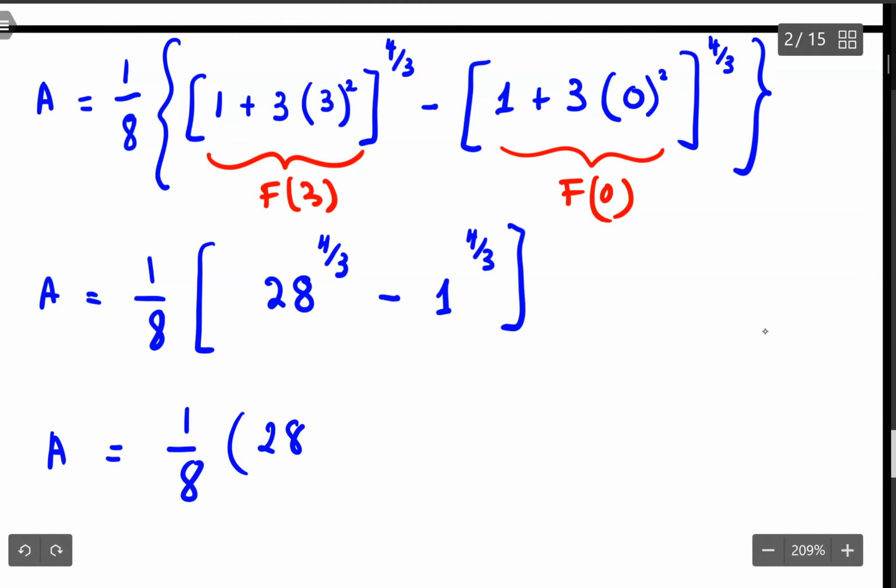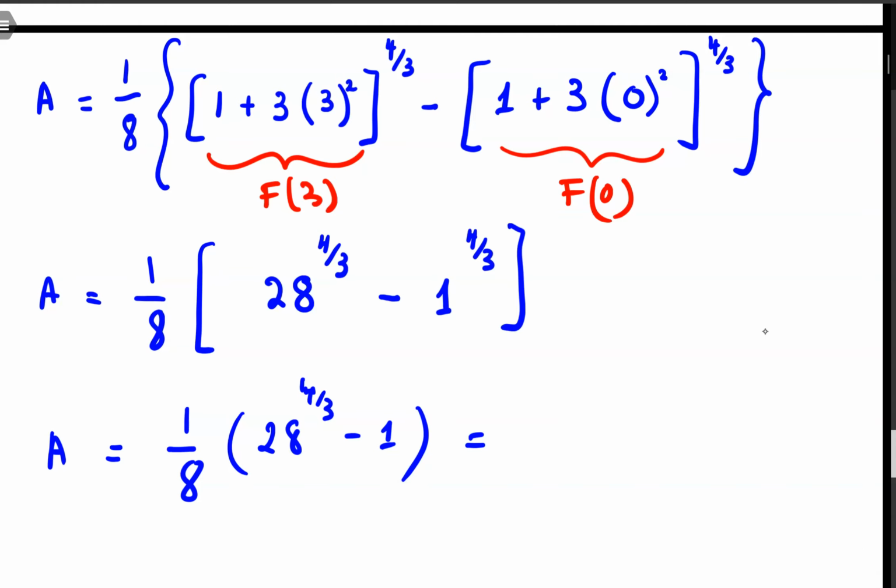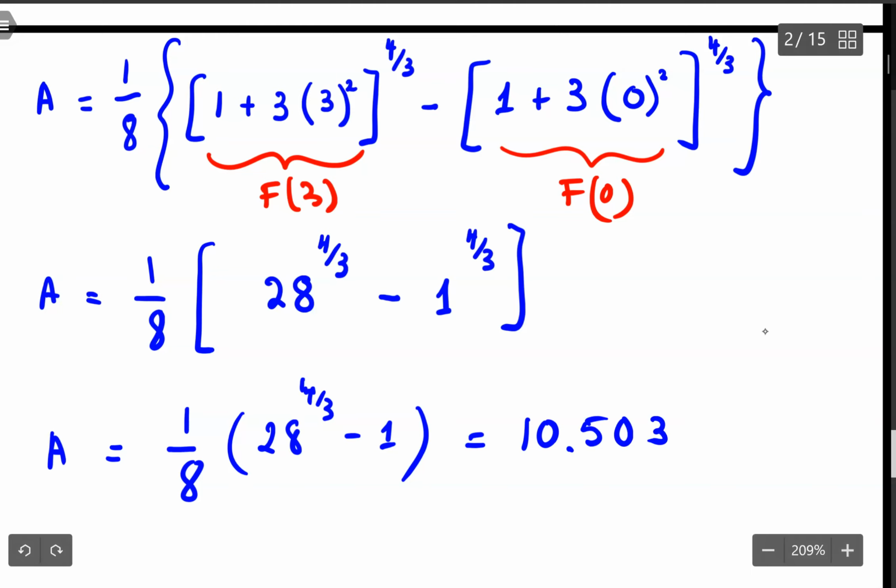multiplied by 28 to the 4/3, subtract 1. You can use your calculator and perform the operations accordingly. Raise 28 to exponent 4/3 first, take 1 away from the result and divide it by 8. The answer should be 10.503 in decimal notation.